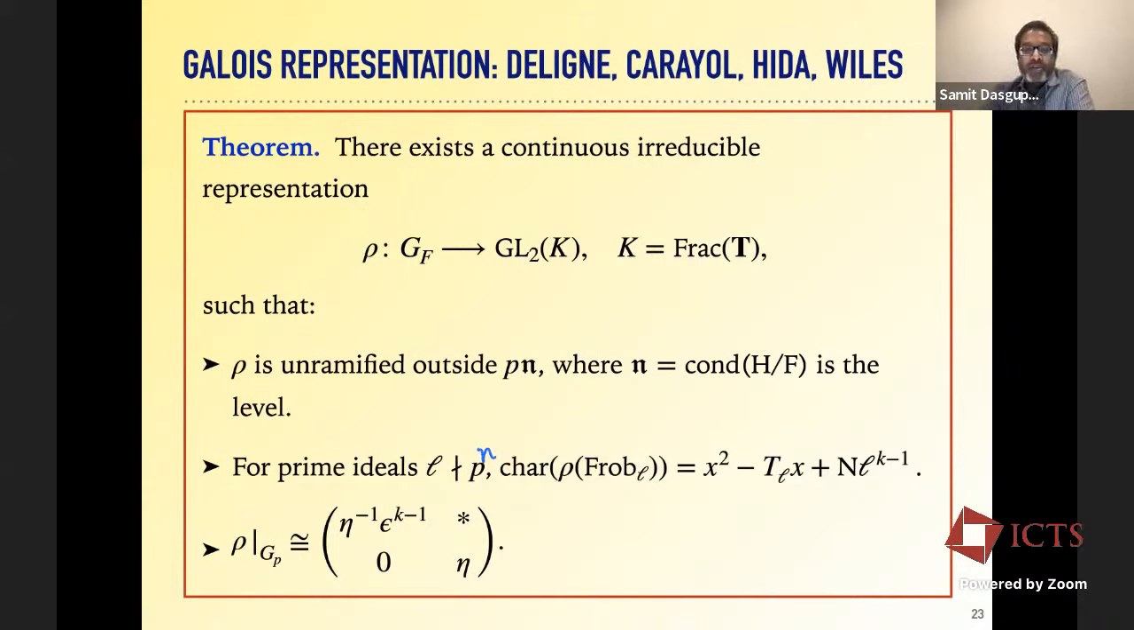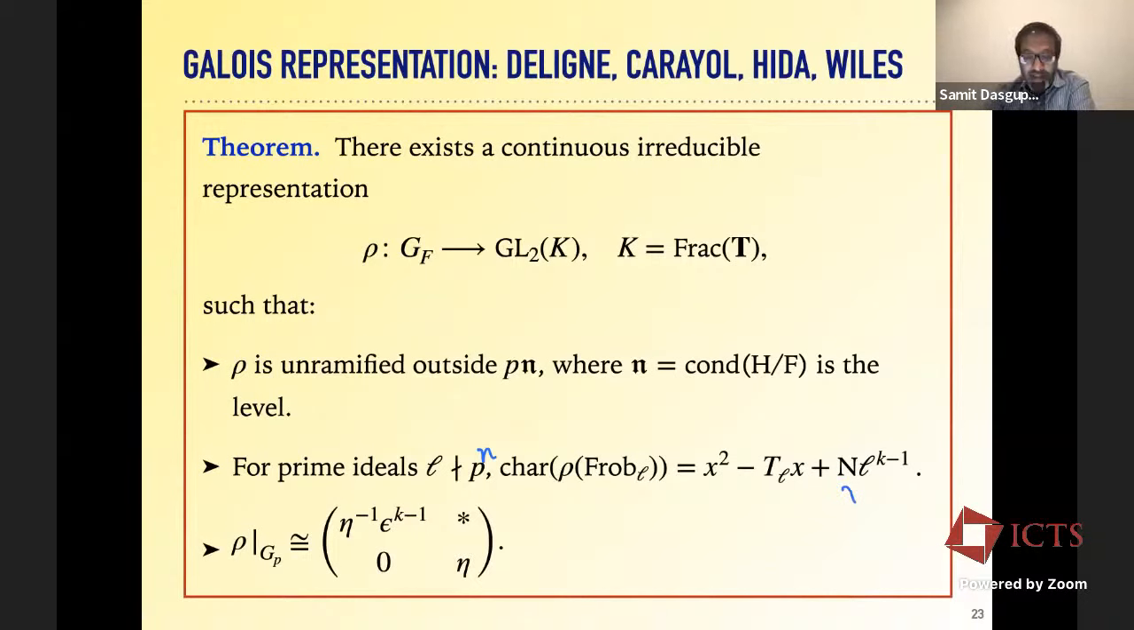The characteristic polynomial of the Frobenius at such a prime is, the punchline here is the trace is the Hecke operator at L, T_L. Again, the determinant is the usual one, so norm of L to the k minus 1. Oh, this is a typo also. There should be a chi of L here. Each form has an Nebentypus chi.